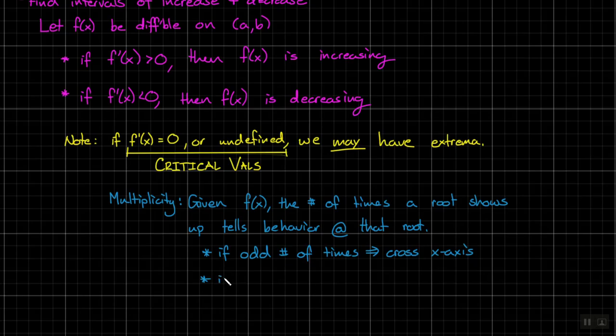What's the alternative, Fern? If even number of times, then my graph touches the x-axis and turns. Now, we're going to use these to our advantage. And if you don't do it, it's not the end of the world. All this is going to do is save massive amounts of time. So it's up to you. Like, you can get by without it, but it is worth having.